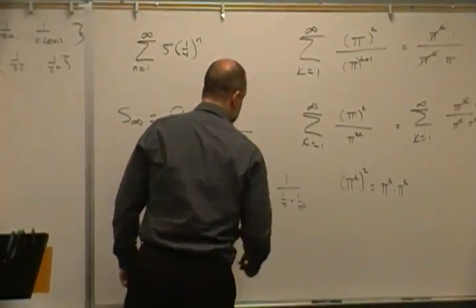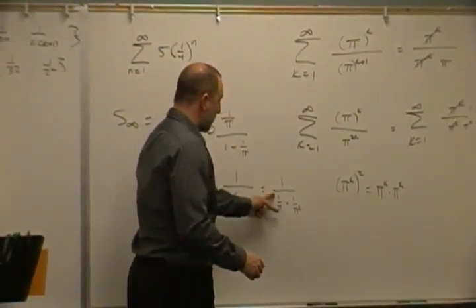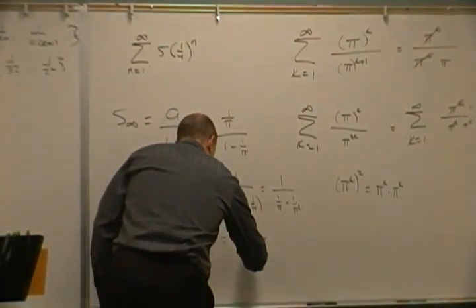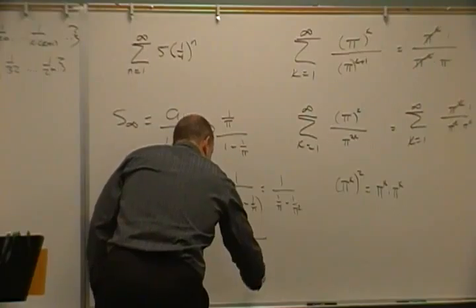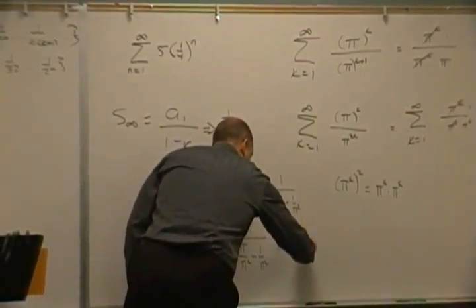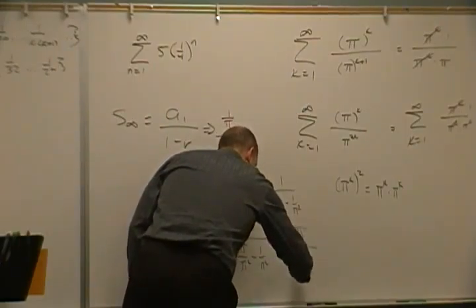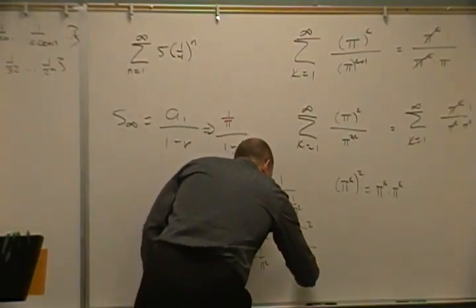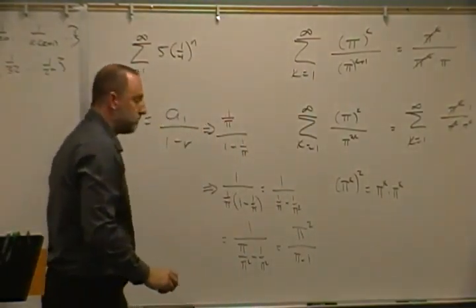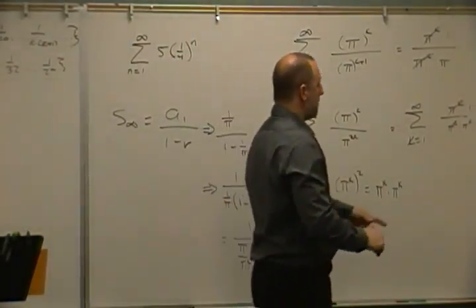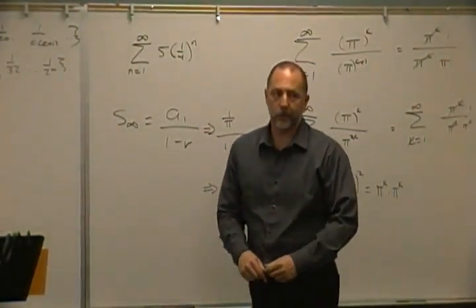Let's cross multiply this in common. If I multiply this by pi over pi, I get 1 over pi squared minus 1 over pi squared, and the pi squared is going to go on top. Pi squared over pi minus 1. So what does this series add up to? Pi squared over pi minus 1.